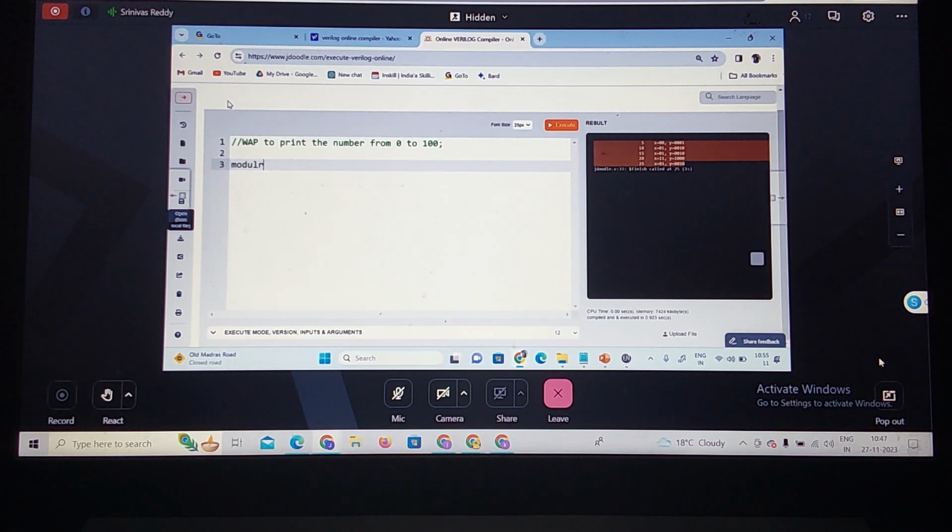What do I need to write? To write the module. Correct? Easy. No, the stimulus block is fine. Stimulus module, the test bench is fine. Correct? Next, what do I need to do?